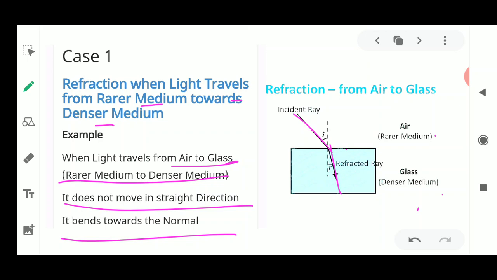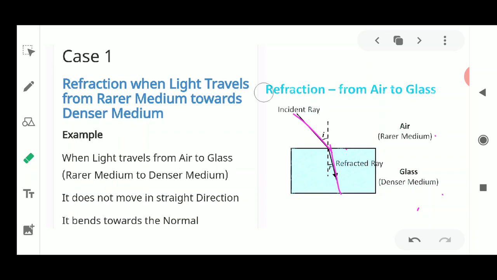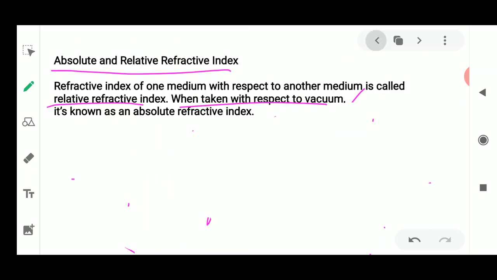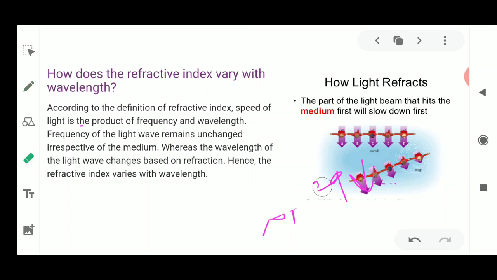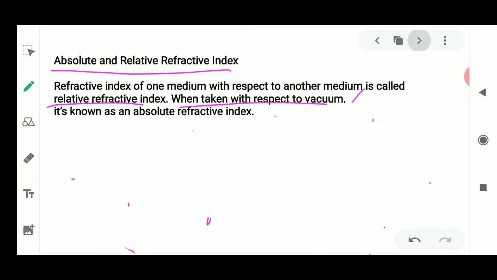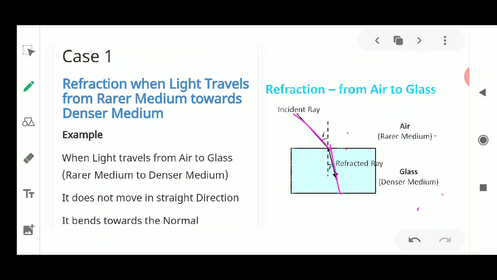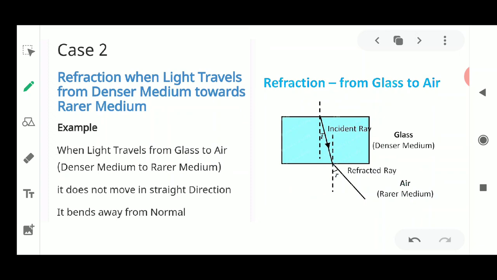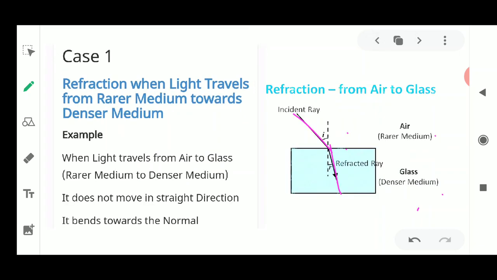Why towards the normal? Because the speed of the light decreases when it moves from the rarer to the denser medium. Rarer means air, denser means this glass slab. As I just discussed, the speed of light is always reduced when it moves from one medium to another, as we discussed in this diagram. I think this first case is very clear to all of you: when the ray of light moves from air to glass, it is bent towards the normal once. Why towards the normal? Because speed is reduced.